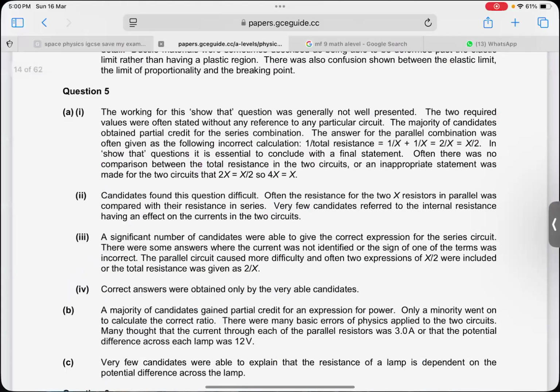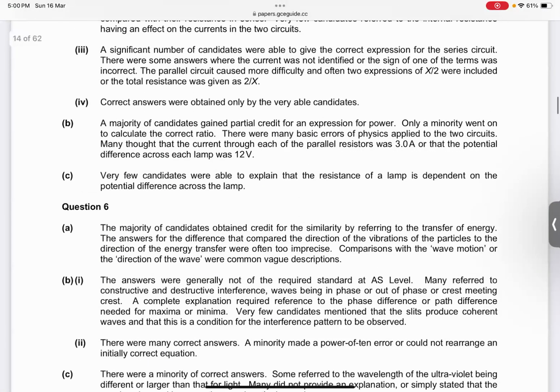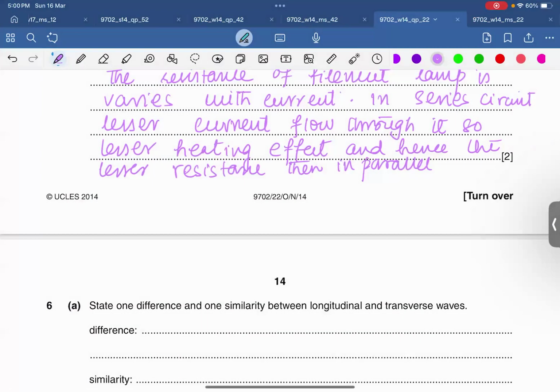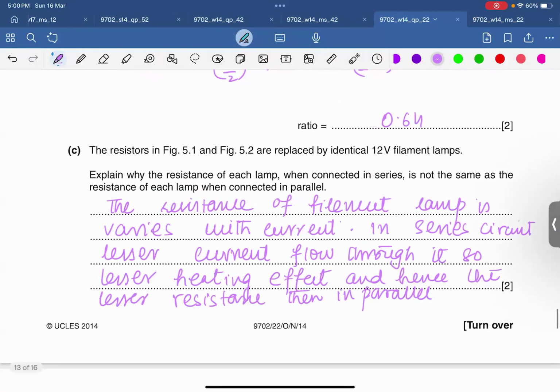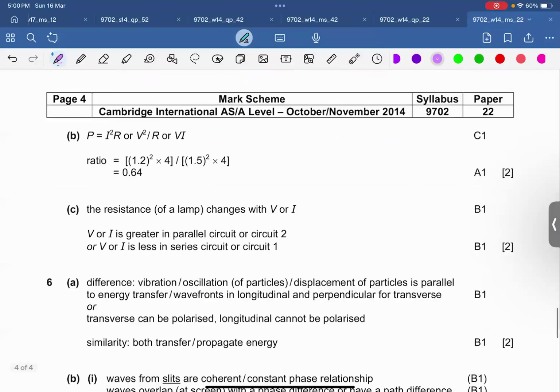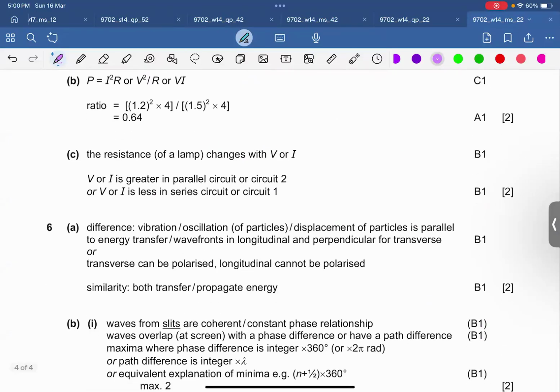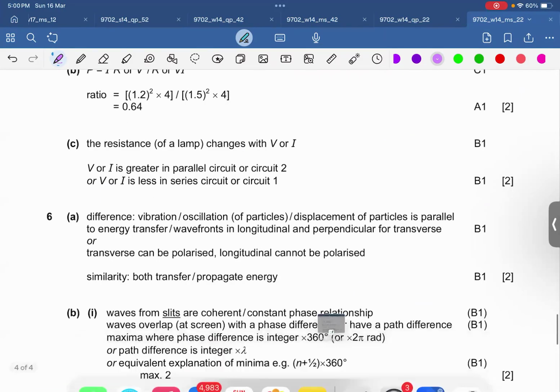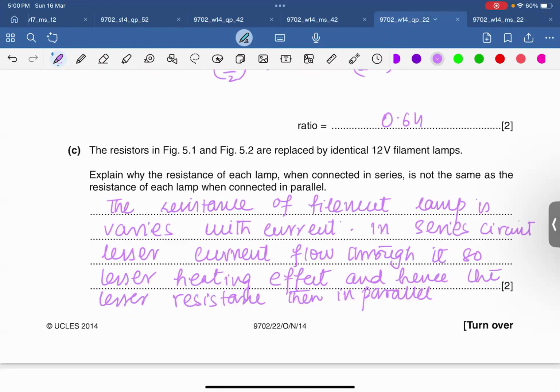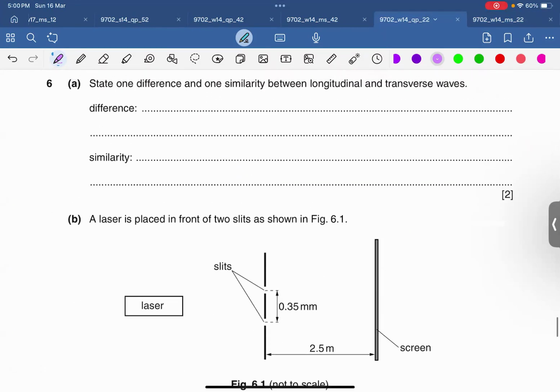Okay, so let me just see the examiner's report. Very few candidates were able to explain the resistance of the filament lamp depends on the potential difference across the lamp. I explained using the current. Let me see, is it acceptable? Okay, V or I is greater in parallel. I said I is greater in parallel. V or I is lesser in series. You can give either one or any of the statements. Okay, fine, done.